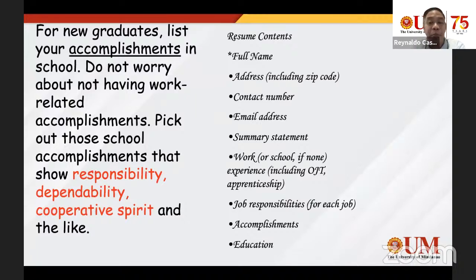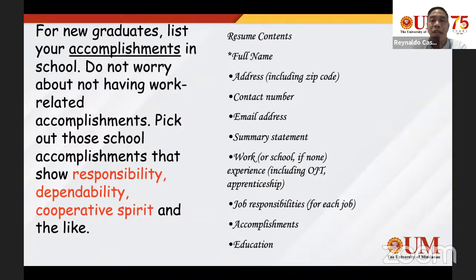The other one is job responsibilities. Okay, so if you have experience working, whether in a professional environment or in an OJT or apprenticeship, then what are your specific tasks that were assigned to you? That's very important because they will do an initial assessment of whether your experience matches with the expectation of the position. And then your accomplishments, no?